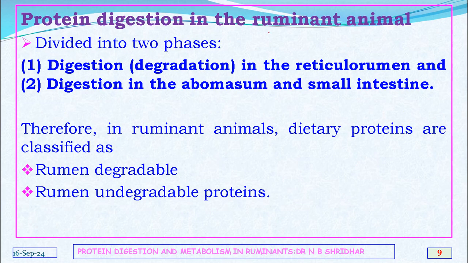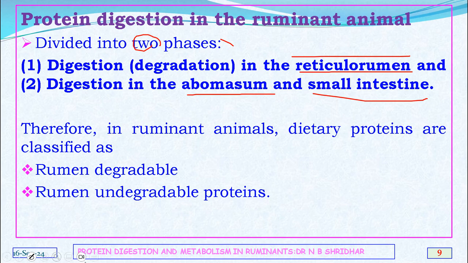So protein digestion in ruminant animals is mainly divided into two phases. One is digestion in the reticulorumen, because this is one of the biggest organs. And the second phase is in the abomasum and small intestine. So it is divided into two phases. One is digestion in the ruminoreticulum where the microbial digestion takes place, whereas the other is digestion in the abomasum and the small intestine.